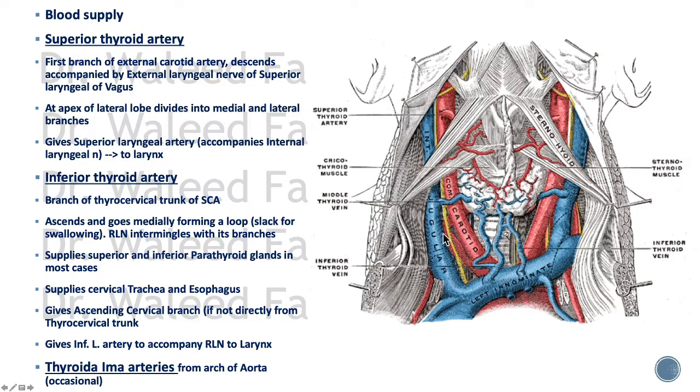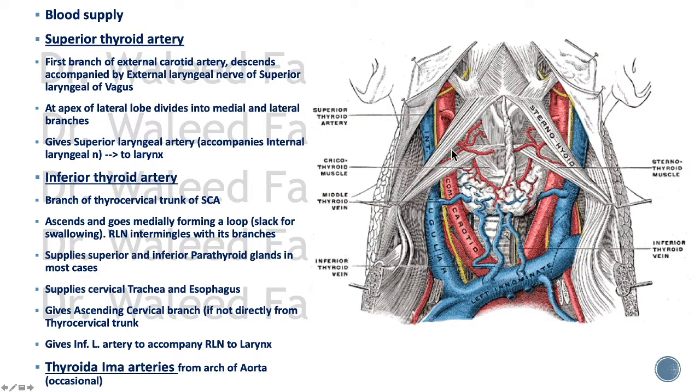It comes from the thyrocervical trunk and makes a loop. Why did it make a loop medially? Because the larynx is moving. It goes up. If the inferior thyroid was tight, it would get torn with the first swallow. Okay, so it has a loop, as well as the lingual artery, a slack for the movement of the structures it supplies. The inferior thyroid is closely related to the recurrent laryngeal nerve behind the thyroid.